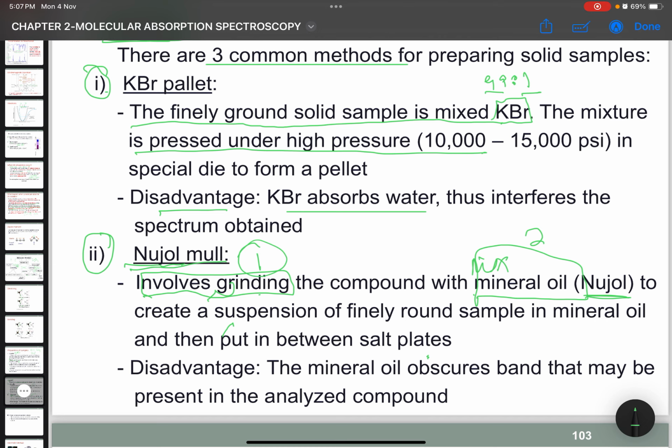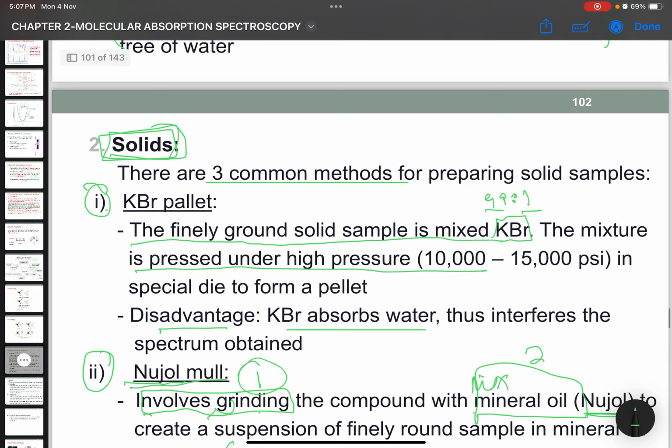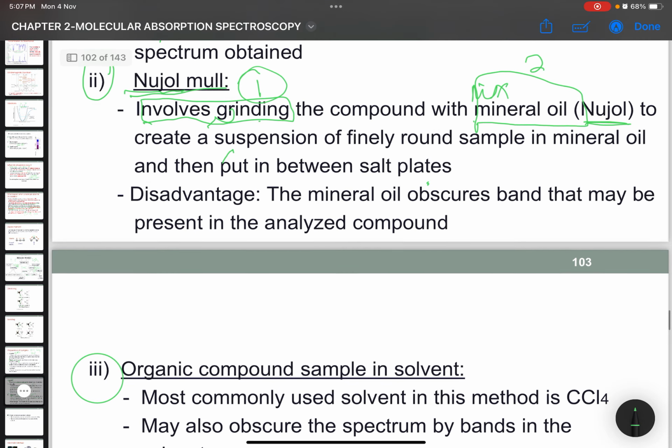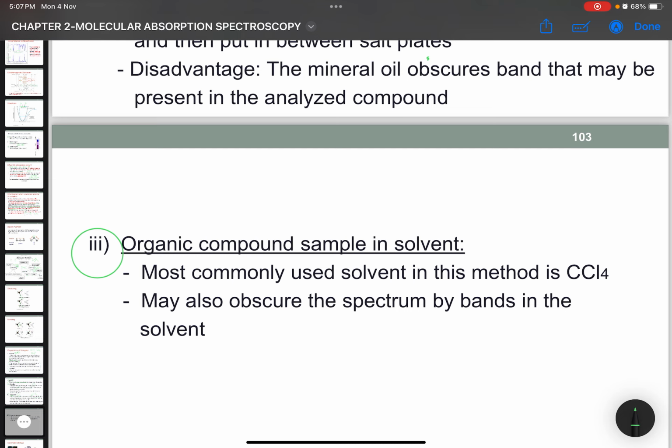Sama juga. And the third one is organic compound in a solvent. Kita akan balik guna dia macam liquid, because if you have a solid sample that can dissolve in any suitable organic solvent, then we mix with the solvent to get solution, and we analyze using liquid method. Place between 2 salt splits. Letak dulu atas tu, kemudian letakkan lagi another, the second salt split. Dia akan jadi macam sandwich. Kat tengah-tengah ni ada liquid, so kamu boleh analyze.